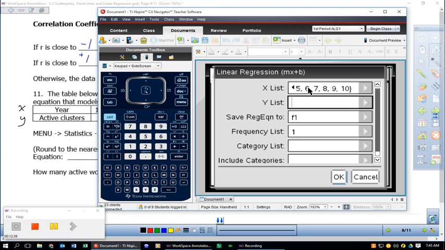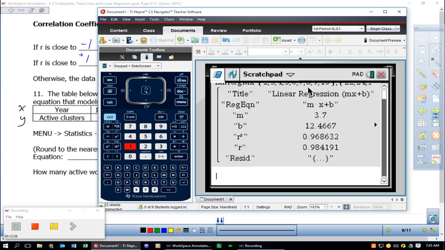Now, in the Y list, we're going to put braces, but we are going to put 22, comma, and the order matters, 22, 24, 27, 27 again, notice that, 34, 40, 42, 45, and 51, commas in between those. Once you've done that, hit enter a couple of times, and you get something called a regression equation.